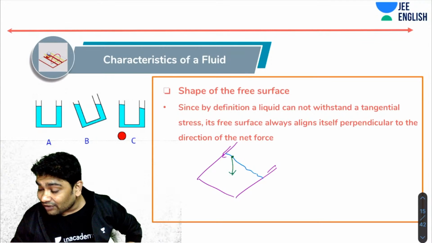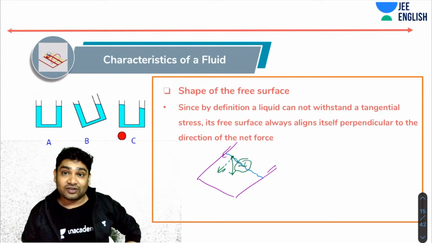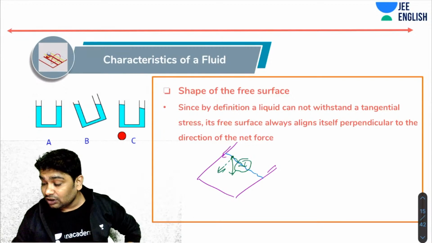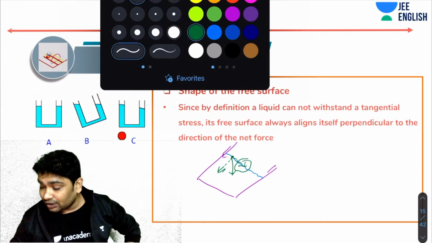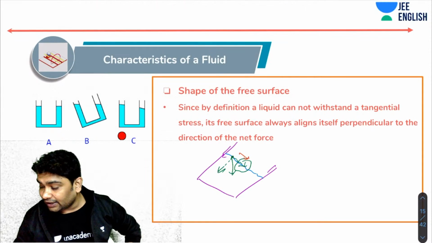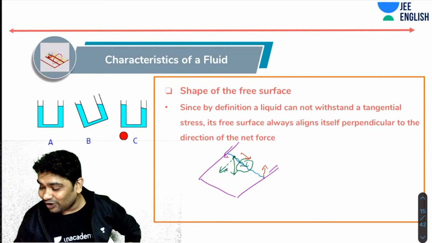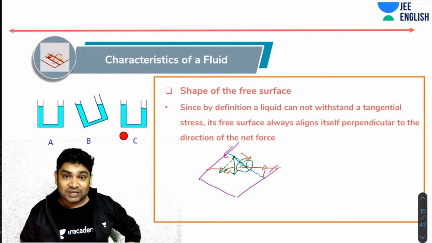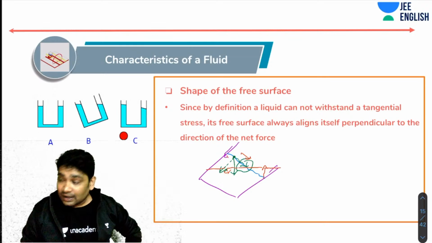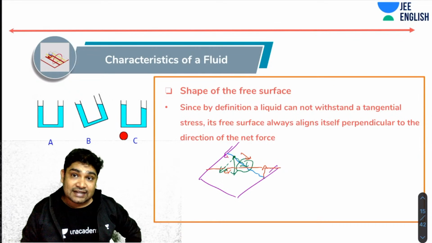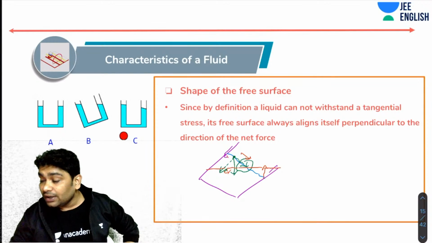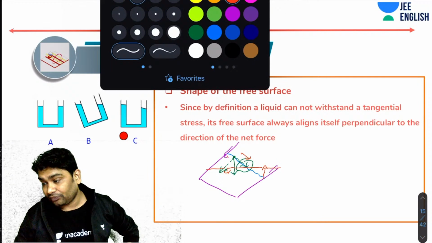The force of gravity would have had a component in this direction and a component in this direction. Now, this component of the force of gravity would have provided a tangential stress, and that would have caused the liquid to flow from there to here. So liquid would have eventually flown from here to here, and it would have started collecting here. This level would have gone up, this level would have gone down, and eventually this flow would stop only when the free surface becomes like this. So whenever a fluid is in equilibrium, the free surface always aligns itself perpendicular to the external force, so that there is no external shear stress.